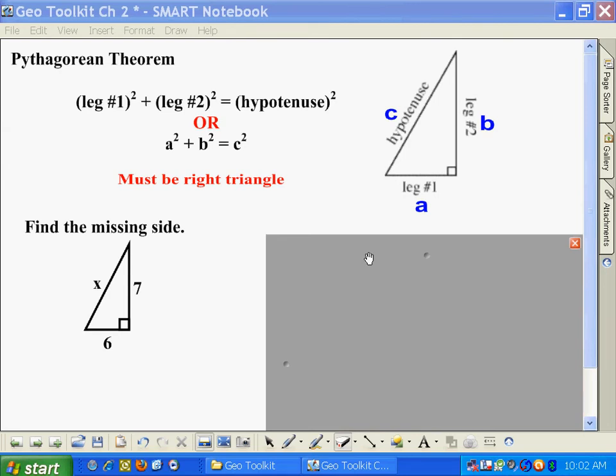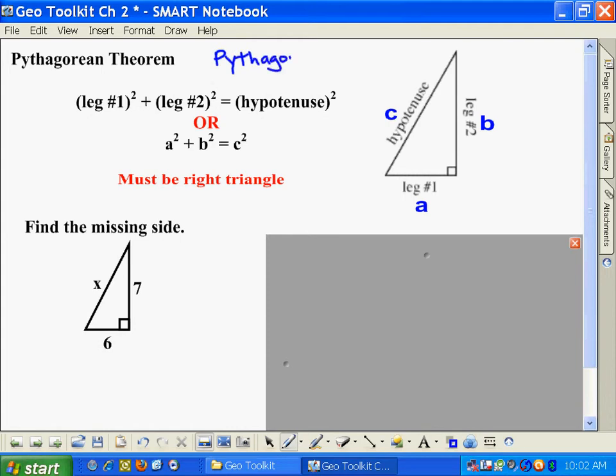Alright, the last toolkit entry of Chapter 2 is called the Pythagorean Theorem. This theorem is named after a gentleman who's credited with having come up with it. His name is Pythagoras. And just for your own general knowledge, he came up with this about 500 BC, about 2,600 years ago. And it still lives today. It has to do with right triangles.